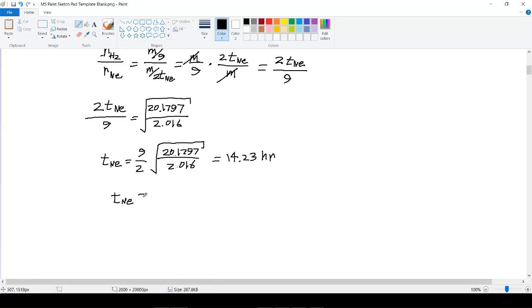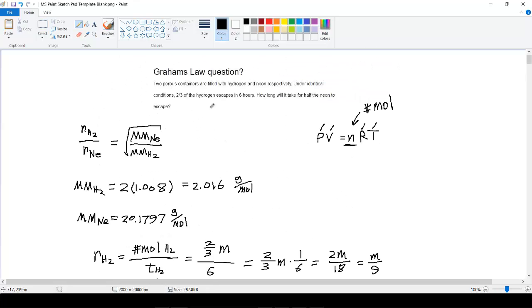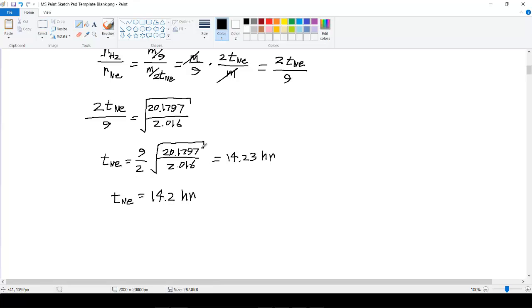And I'm going to round that off to just about 14.2 hours, because the answers we were given weren't super precise. 2/3 and 1/2 was about 0.6, which is only one significant figure. So honestly, even doing 3 is probably more than is needed. So 14.2 hours for the neon gas to diffuse.